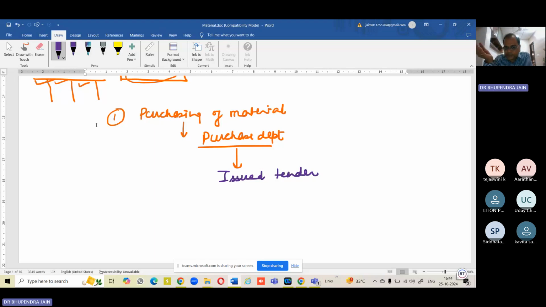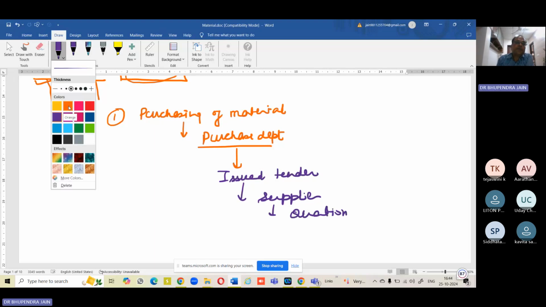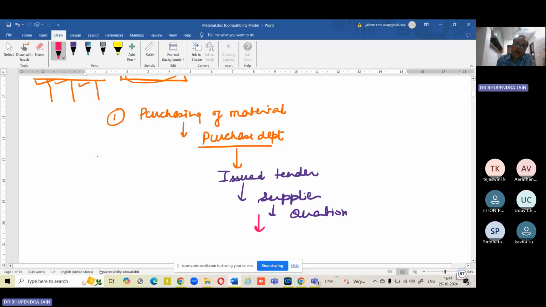Whenever a supplier agrees to supply, then what will the supplier do, beta? Send the quotation. Supplier sends the quotation to the company. Now, after receiving all the quotations, the purchase department selects the supplier.